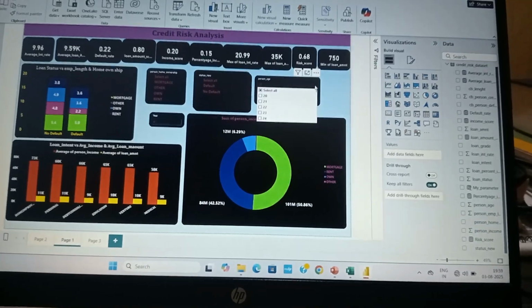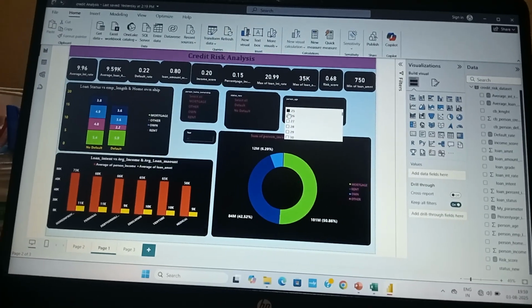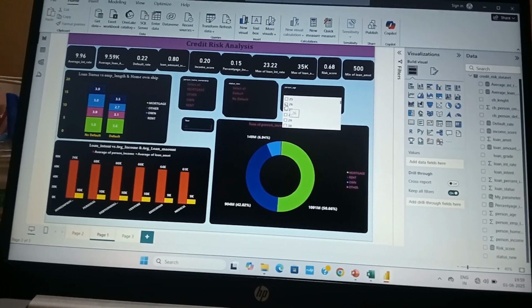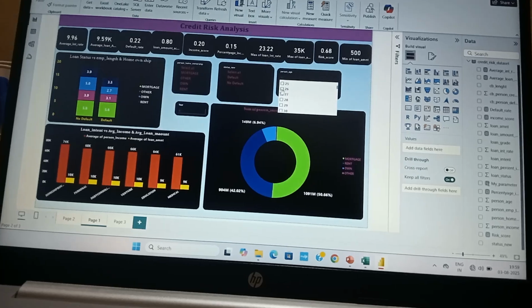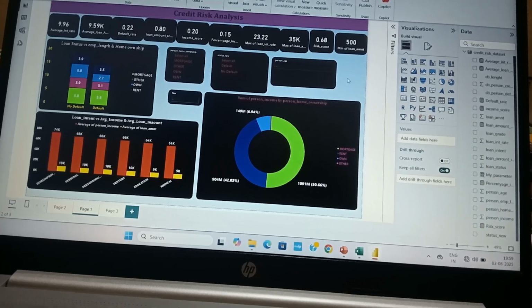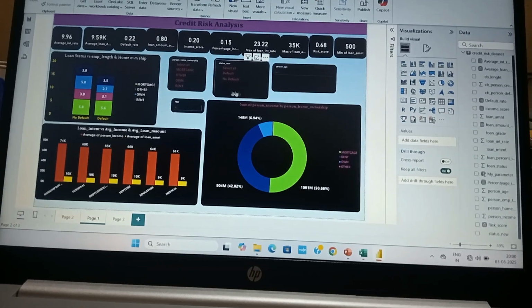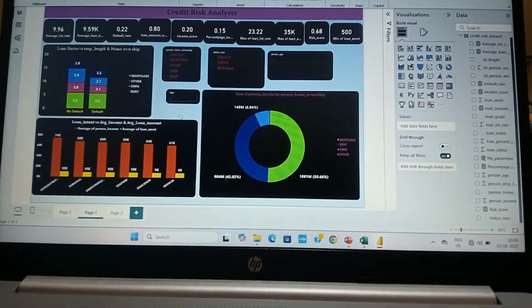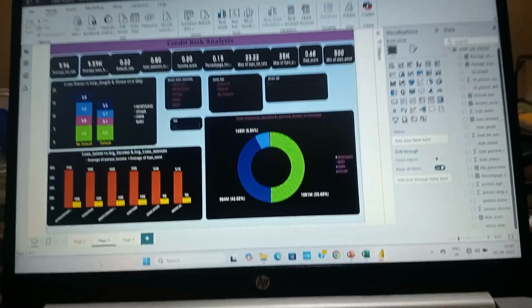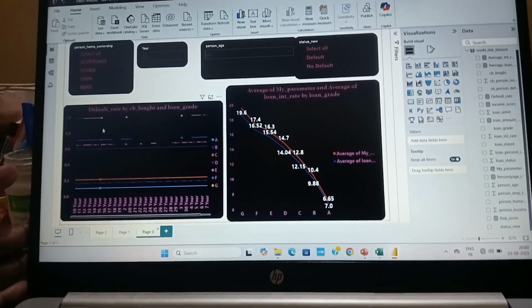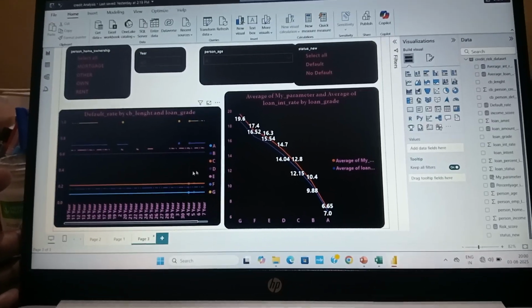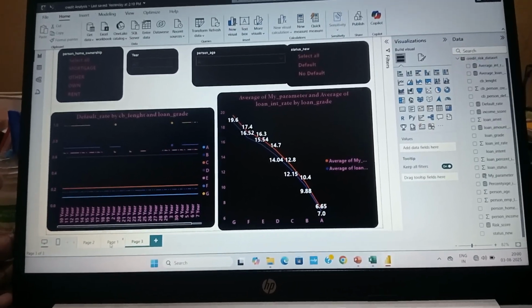Also, when we need to find it by age, we can see here, for example, age 26. When we want the result by age, we can get the result by status new, person home ownership, as well as by years. So we can find it. And then we did the default rate by length and loan grade. Okay, thank you so much.